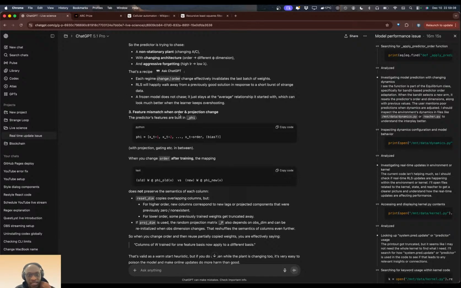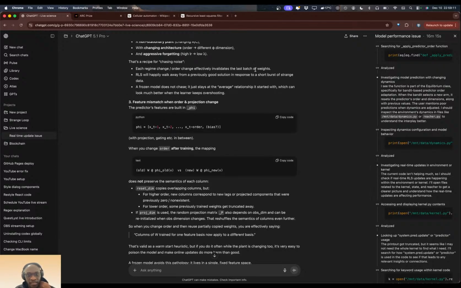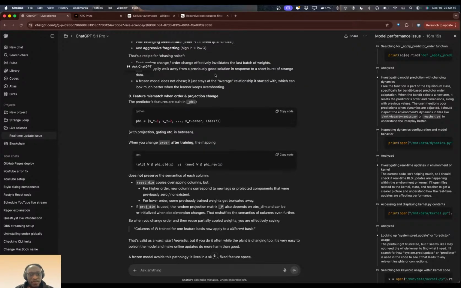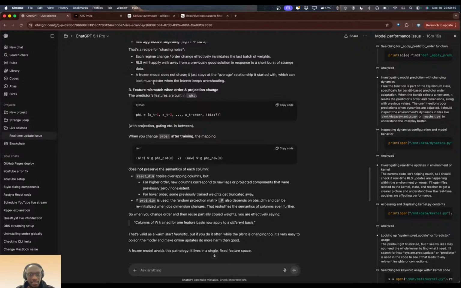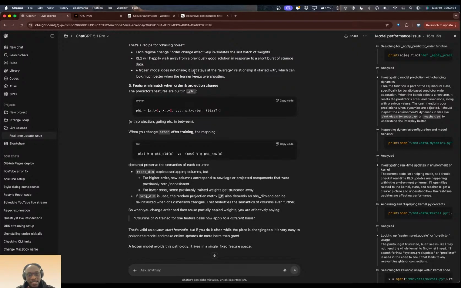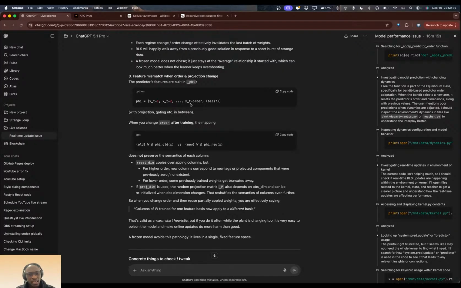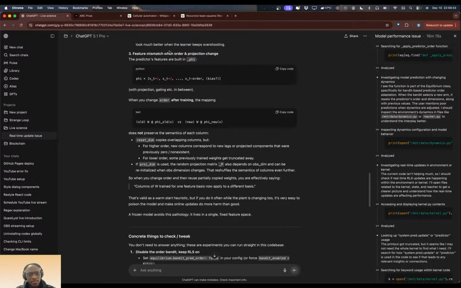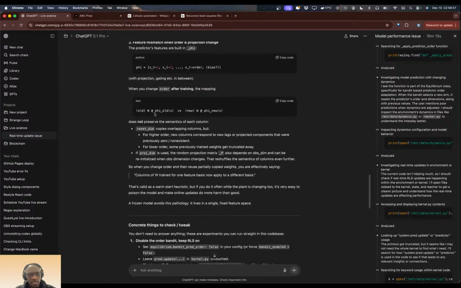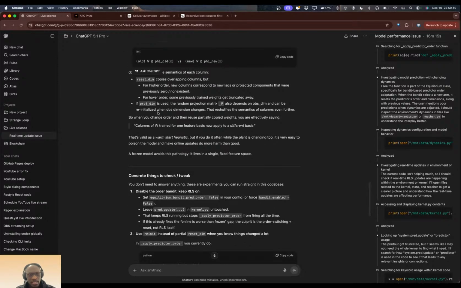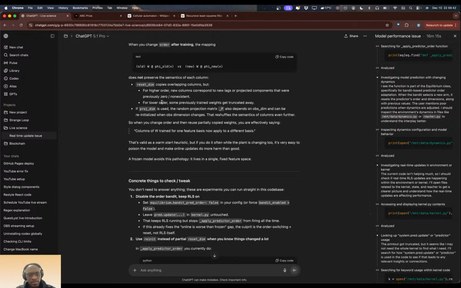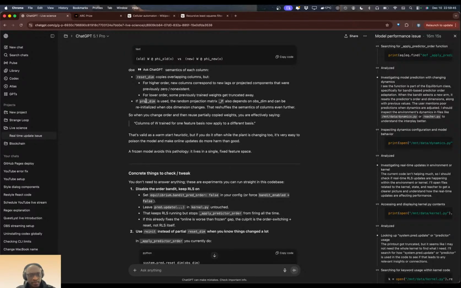Okay, so each regime change, order change effectively invalidates the last batch of weights. RLS happily walks away from previously good solution. The frozen model does not chase, it just stays at the average relationship it started with, which can look much better when the learner keeps overshooting. Feature mismatch when order and projection. Right. Does this preserve the semantics of the column?